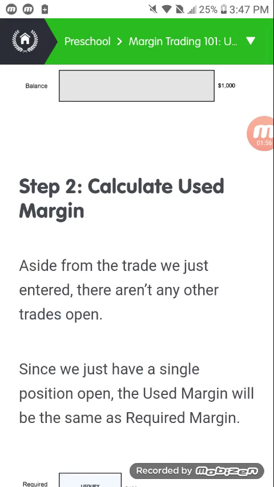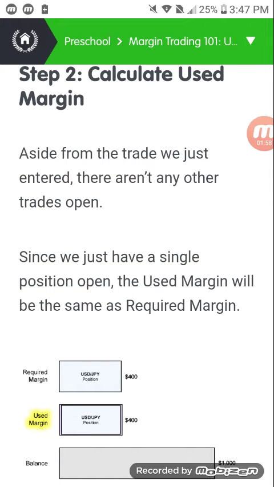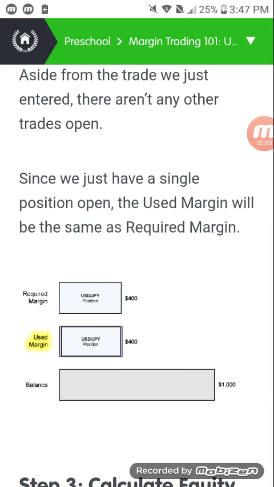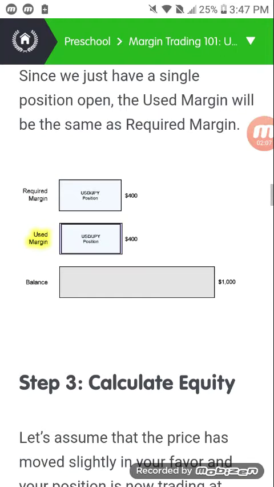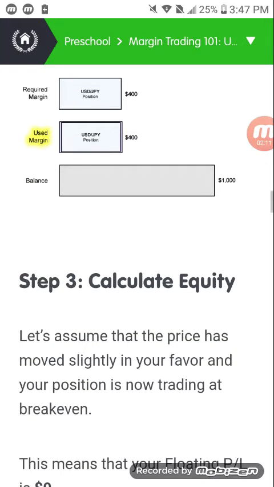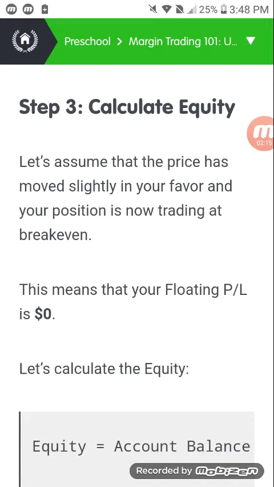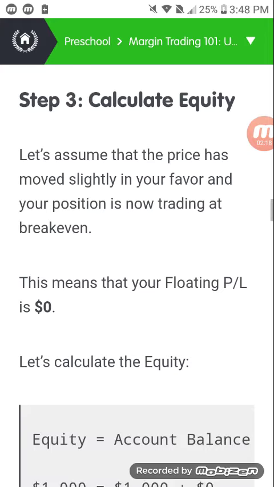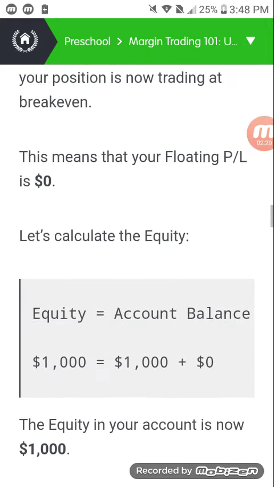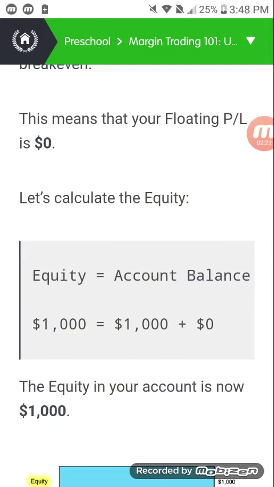So to calculate the used margin, aside from the trade we just entered, there aren't any other trades. Since we have a single position open, your used margin is the same as your required margin. Your balance is 1,000. To calculate the equity, let's assume that your price has moved slightly in your favor and your position is now trading at break even. This means that your floating profit/loss is 0.